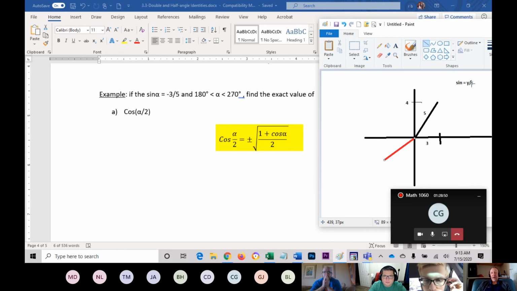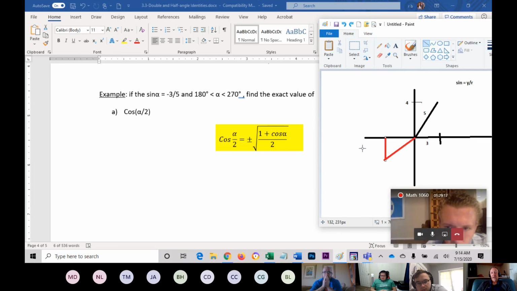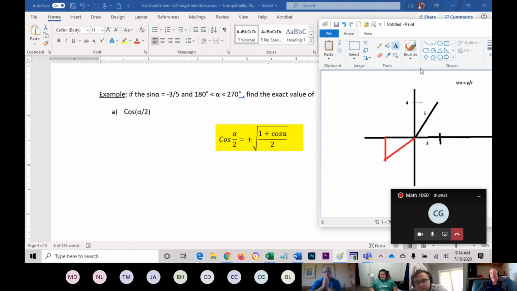Now we know that sine is y over r. So is y positive or negative 3? Negative 3. Are you sure? Look at my graph. Sorry, y is... Oh, you're right. Sorry, I'm confused. Don't let me mess you up.